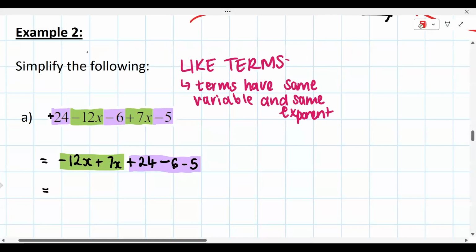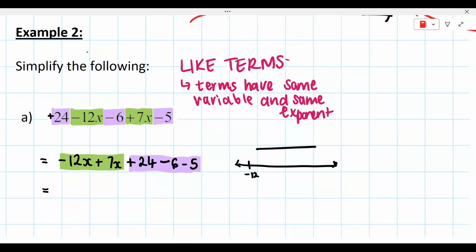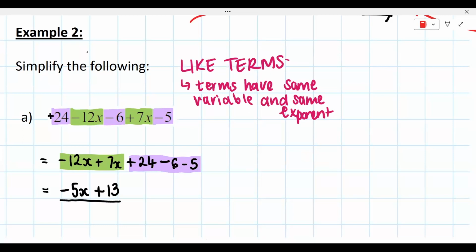So now we add and subtract our like terms. Remember, if you think about a number line, if you're sitting at -12 and you are adding 7, you need to become more positive, or get towards the positive end of your number line. So we have -5x. 24 minus 6 is 18. 18 minus 5 is 13. So plus 13.